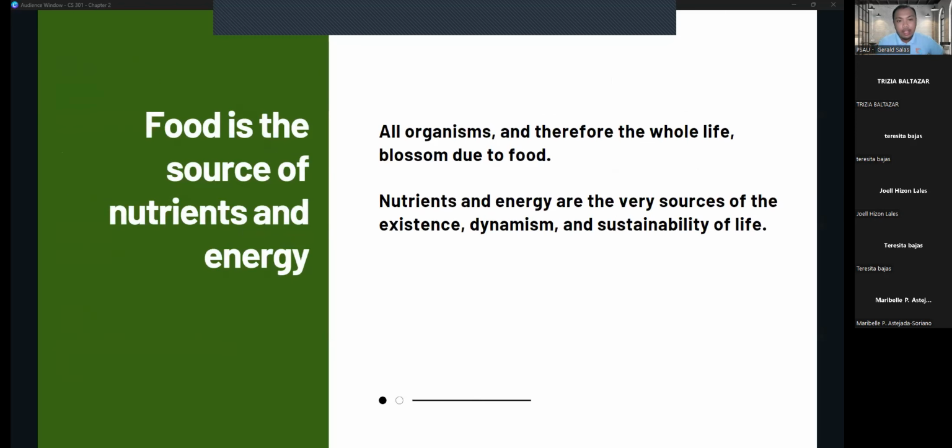Now again, food is the source of nutrients and energy of all organisms. All organisms grow, reproduce, and blossom due to food. And doon sa food na yon, nandoon yung nutrients and energy, which are the very sources of the existence, dynamism, and sustainability of life. So ganun yung nangyayari. We really need food for an organism to survive.